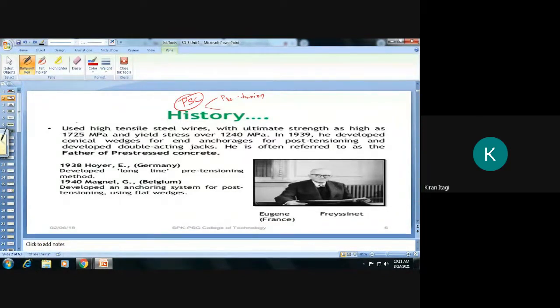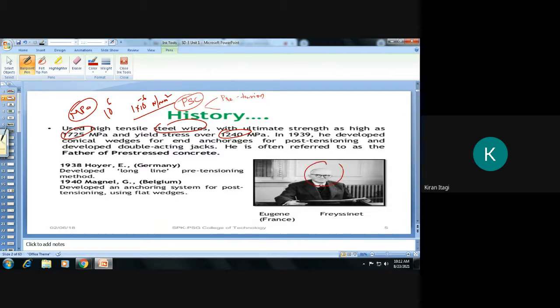So history. Use of steel wires with ultimate strength as high as 1275 megapascal. Okay, you know what is megapascal? Just recall whatever you have learned in RCC. Mega is nothing but 10 power 6, and 1 pascal equals 1 into 10 raised to minus 6 Newton per mm square. Don't forget the basic things. And yield strength of 1240 megapascals.